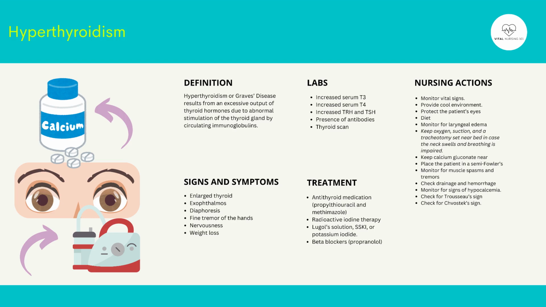All right, now let's move on to nursing actions. The nursing actions include the following. Monitor vital signs, provide a cool environment, and protect the patient's eyes with dark glasses and artificial tears if the patient has exophthalmos. Provide a diet high in carbohydrates, protein, calories, vitamins, and minerals.